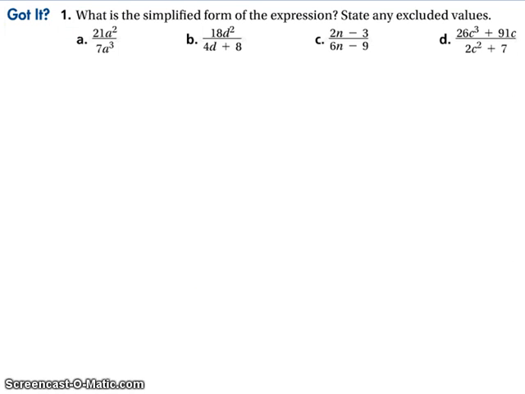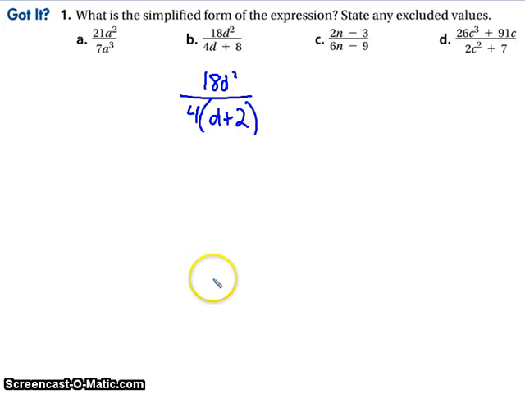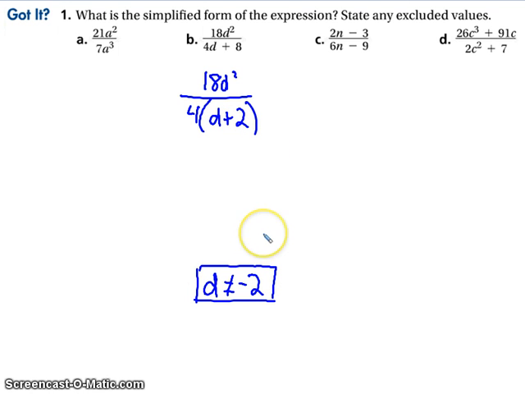All right. So here there are some for practice. I'm going to look at letter B. 18d squared, I'm going to simplify this over d plus 2. Right now I jump down to my excluded values. d cannot equal negative 2. If it's equal to negative 2, then this whole denominator is equal to 0.